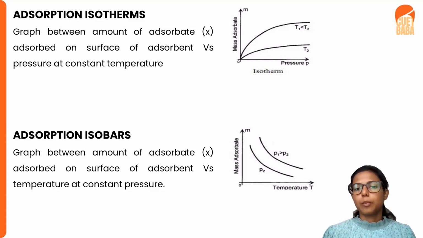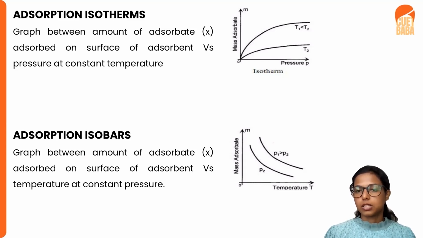Here is the graph of the adsorption isotherm. It is drawn as X/M versus pressure. X/M is the amount of adsorbate adsorbed on the adsorbent surface, versus the pressure at which the adsorption occurs. Here, two such graphs are given at two different temperatures. The temperature is maintained constant for each graph. There is a T2 graph and a T1 graph. T2 is greater than T1.